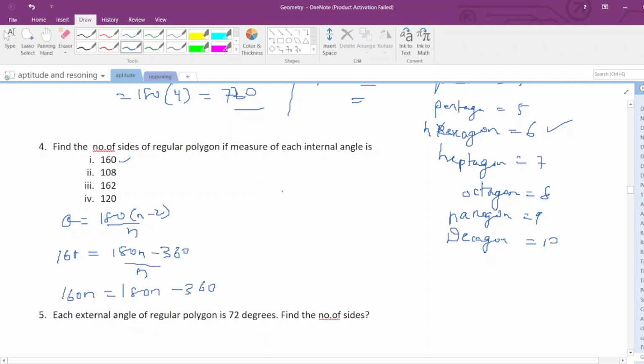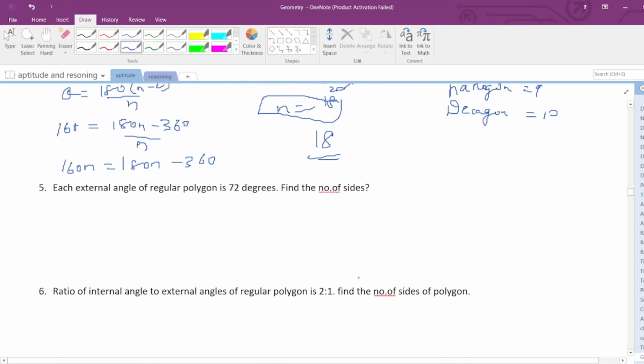So moving this to that side, I will get 180 minus 160, which is equal to 20, n is equal to 360. So n is equal to 360 by 20. So n is equal to 18, the zeros cancel. So number of sides is equal to 18, since they asked number of sides. So that is the answer. I have done one, the remaining 3 you do as assignment. Okay, the same formula. So this is how you should do.